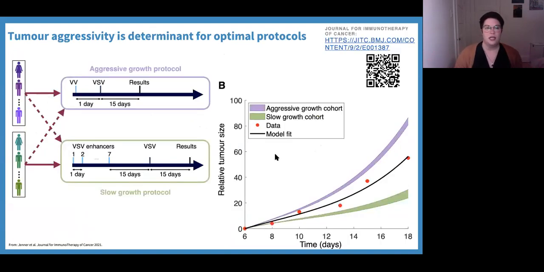And I won't go into lots of detail, but if you're interested, you can find the paper there. Using this approach, we were able to distinguish that the tumor-specific growth rate, so the intrinsic growth rate of the tumor, really determined how this viral sequence, so these 2 doses of oncolytic viruses, would have an effect.